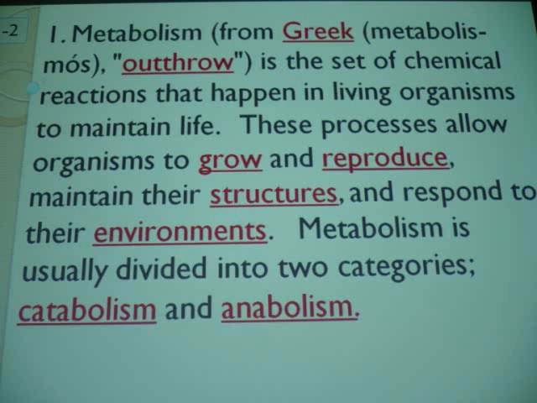Lesson 4. Most of our fancy words have foreign origins. That word metabolism is a Greek word. To speed up. Metabolism. We just say metabolism.